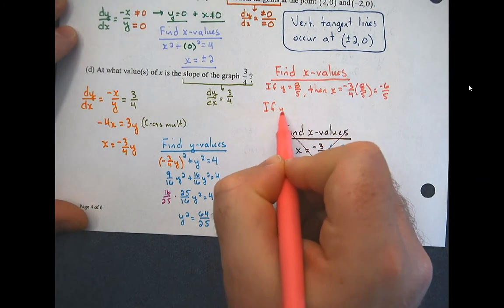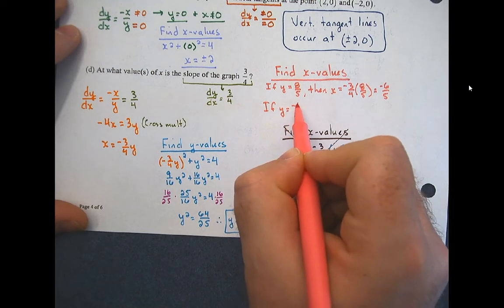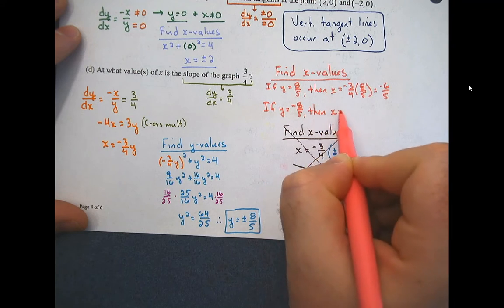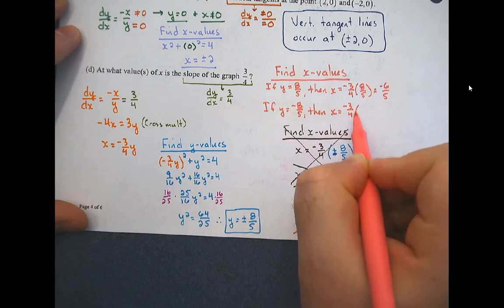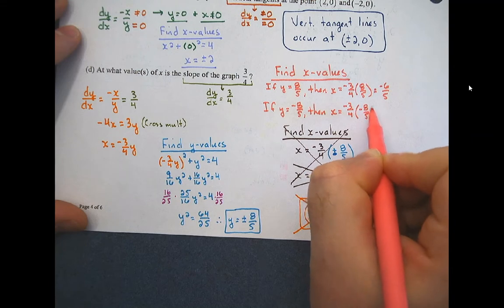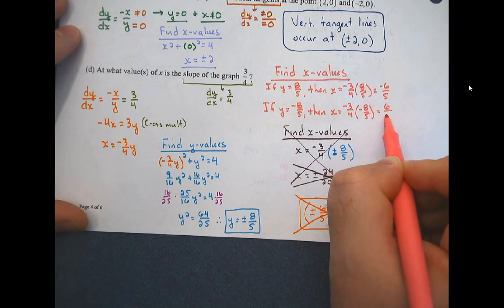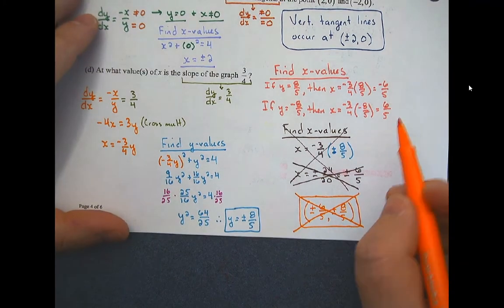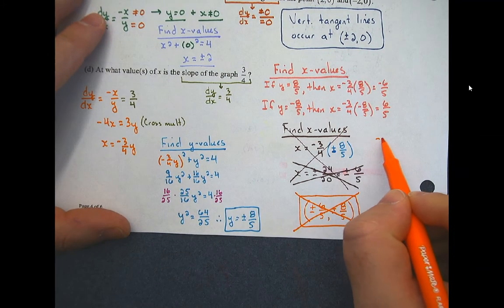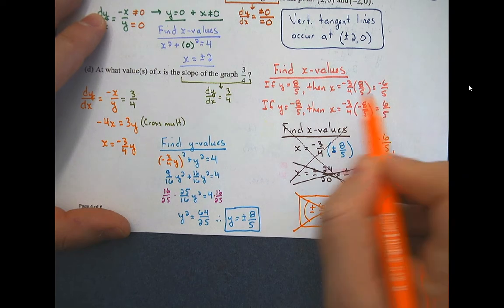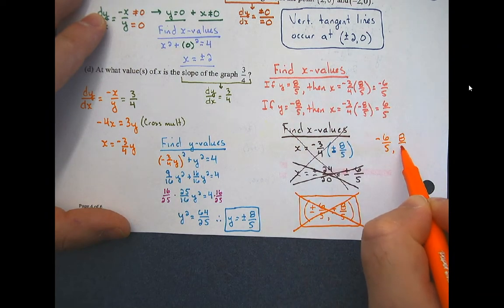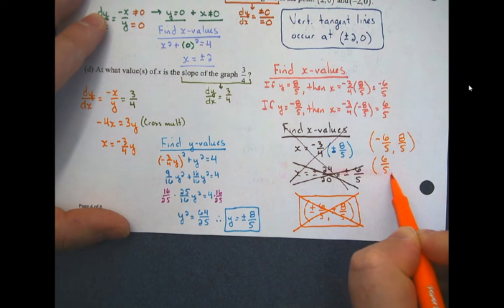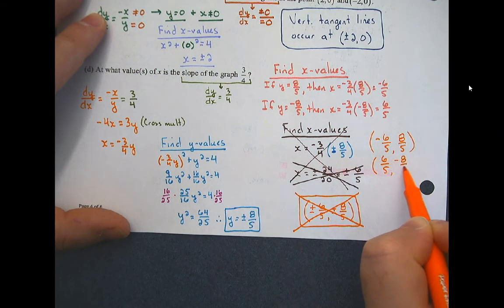If y equals -8/5, then x equals -3/4 times -8/5, which equals positive 6/5. So where are the two places? So my actual answers would be negative 6/5 matches up with 8/5, and 6/5 matches up with negative 8/5.